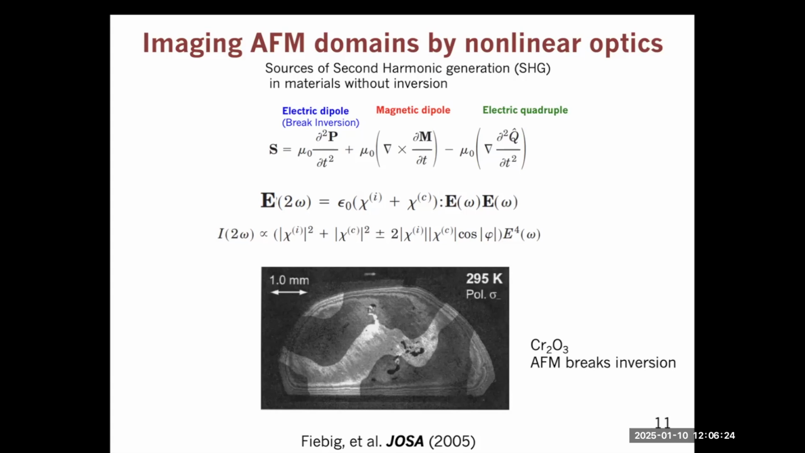But for the dipole term, which is the chi-C term here, the sign changes when we flip the spin by 180 degrees. So what we measure is the second harmonic, E at 2 omega, modulus squared. So you can see in the intensity there is an interference term between the 180 degree domains. Fiebig basically started with this field, and he imaged the domains on bulk crystals. But what I will show you is that we made some advancements in terms of sensitivity and spatial resolution, so that we can actually image the domains down to the monolayer, which this CCD technique didn't work for.